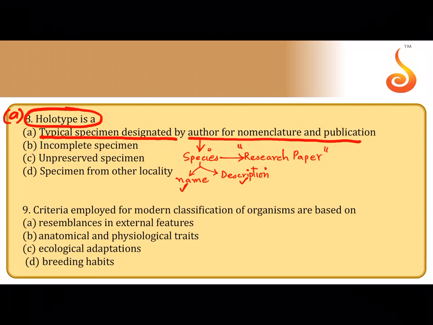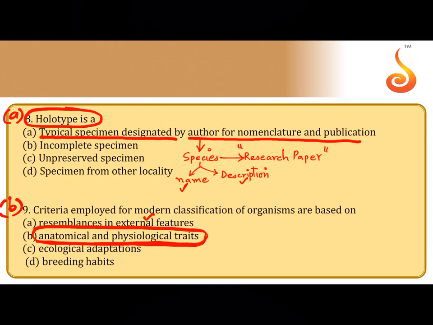Next, criteria employed for modern classification of organisms based on. Now, modern classification, we not only take into account the external features, but we also take into account anatomical and physiological traits. Isn't it? So, we take not only the external appearance or the morphology, but we also take into account the internal structure or the anatomy and also the functional aspect of it. So it is the second answer.